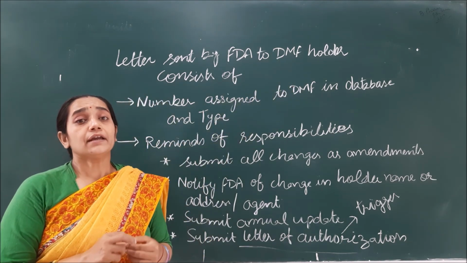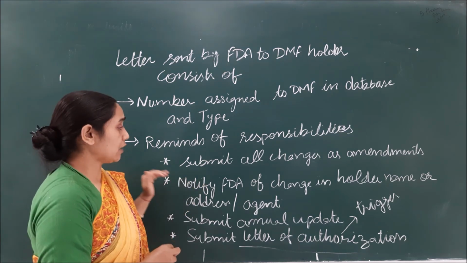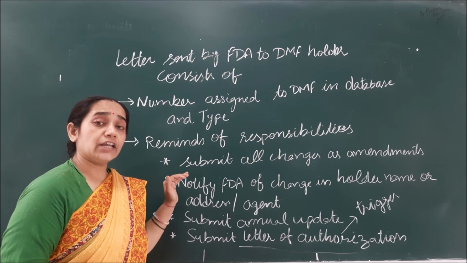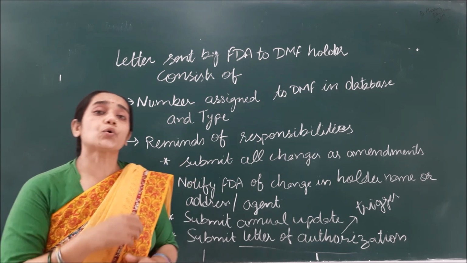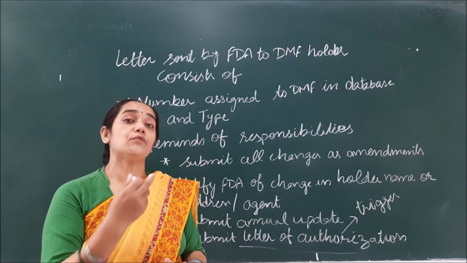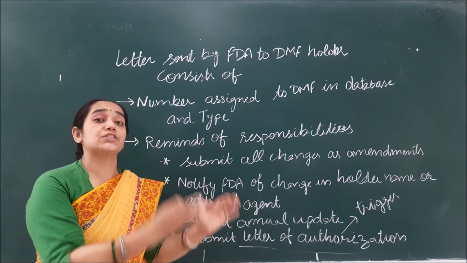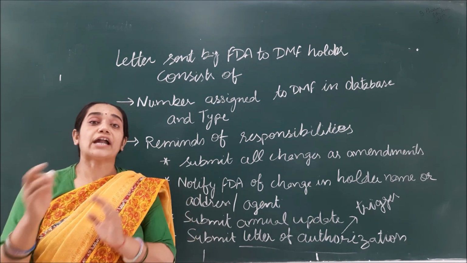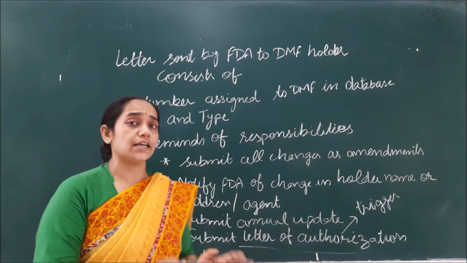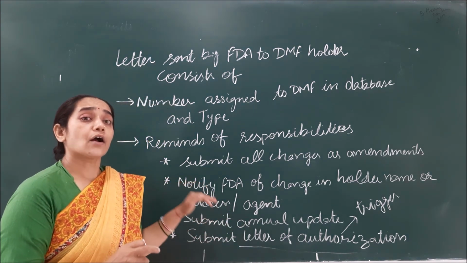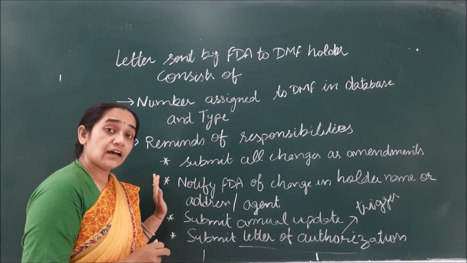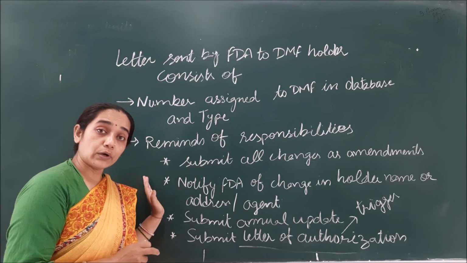Now, what will be done? If there is no annual update, meaning the corresponding individual of that DMF is not corresponding consecutively for 3 years to the FDA about the annual update, then the FDA keeps this DMF into the retirement phase, since there is no update and no correspondence is done by the holder annually, according to the letter sent by the FDA to the holder.